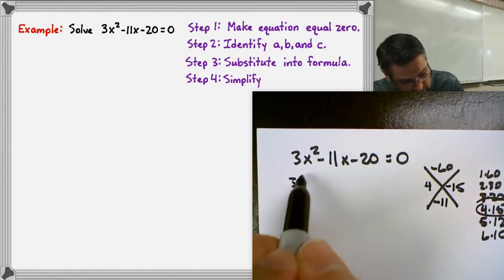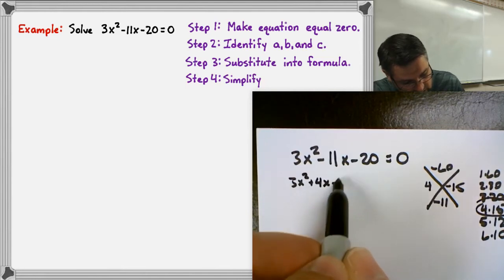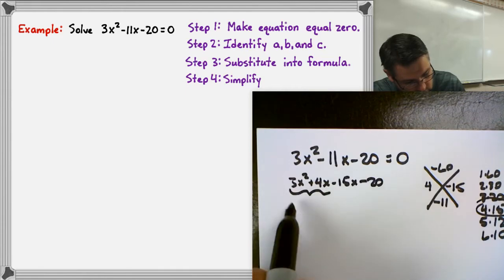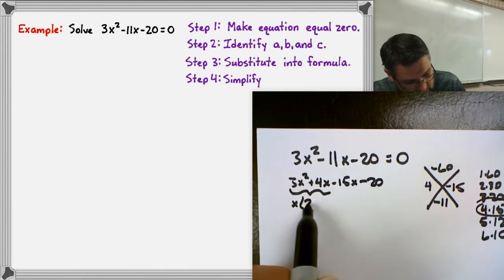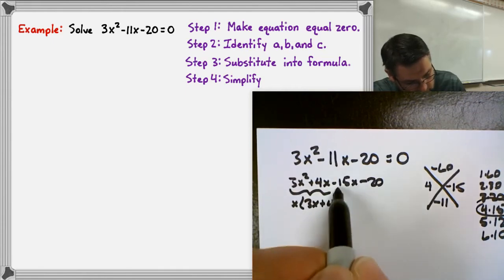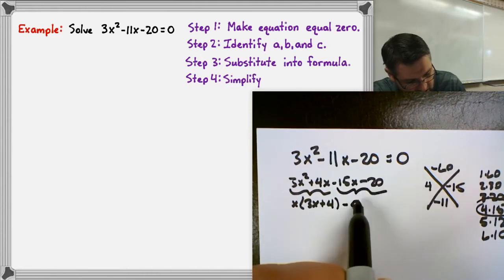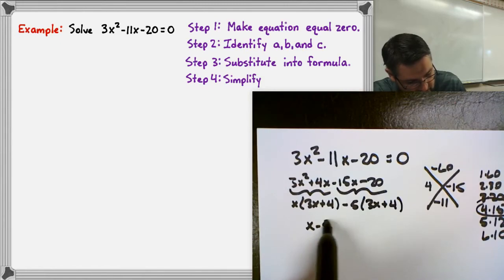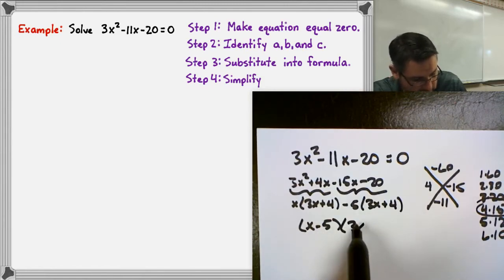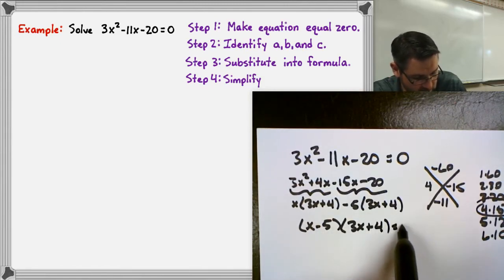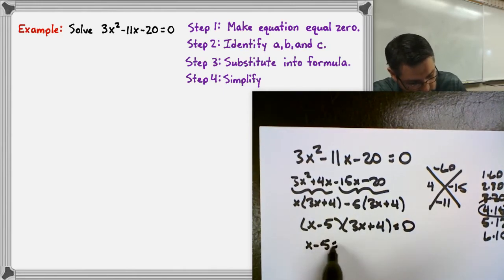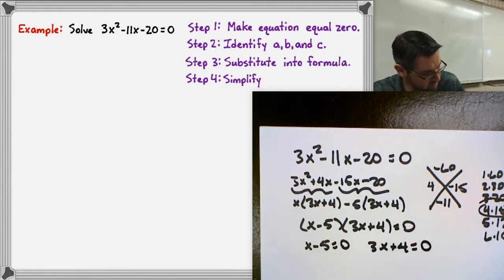So then we'll go ahead and expand this. 3x squared plus 4x minus 15x minus 20. And then we'll group. So the GCF there is x times 3x plus 4. The GCF here is negative 5 times 3x plus 4. And so our factors are x minus 5 and 3x plus 4. And remember, that was equal to 0. From here, we do the zero product property. So we say x minus 5 equals 0 and 3x plus 4 equals 0. And then we solve each one of these equations.